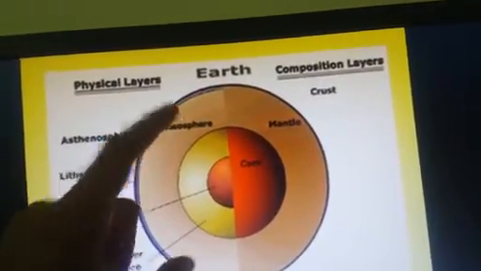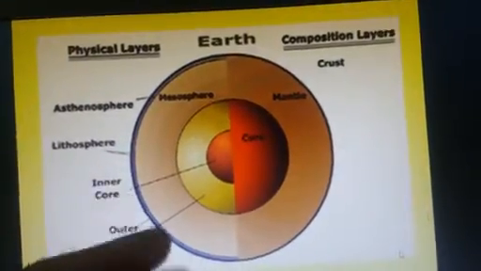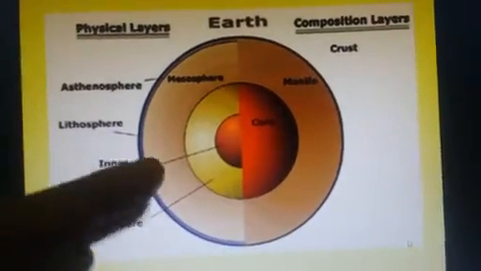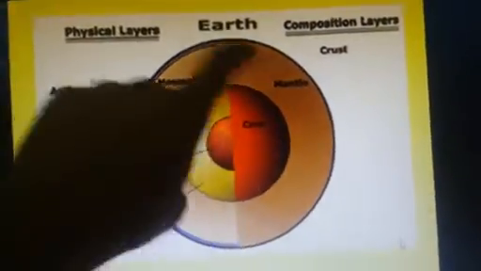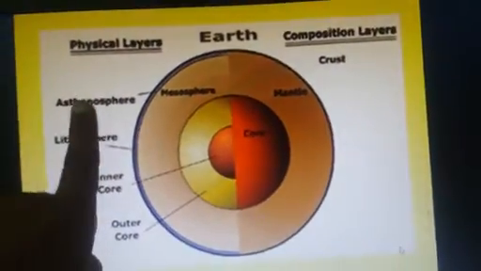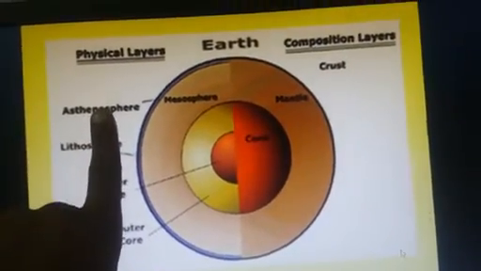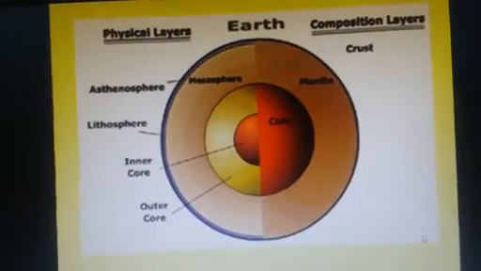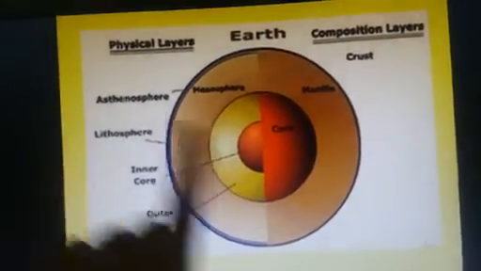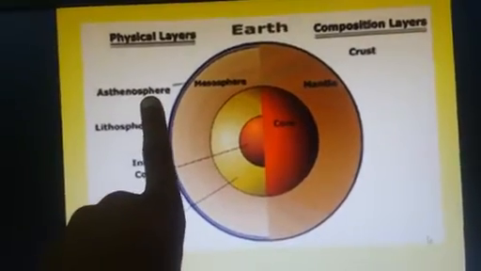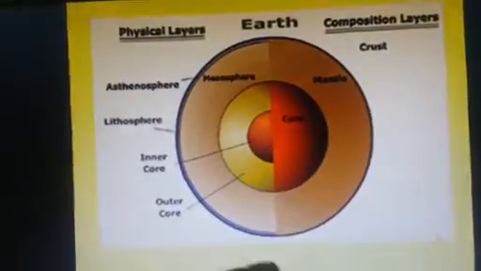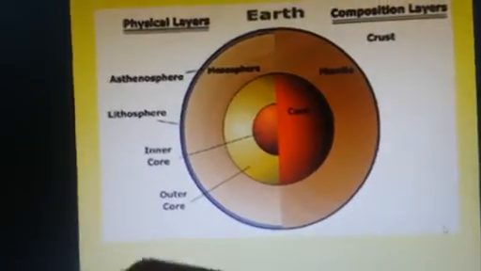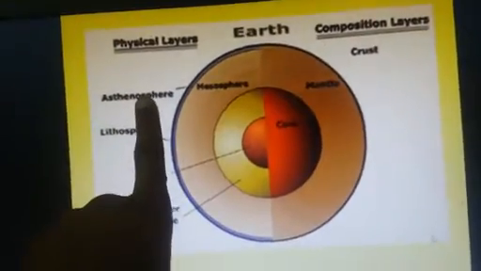Mantle also divides into 2 categories. First one is the upper mantle, and second one is the lower mantle. And this is your crust. Crust is located on the asthenosphere layer, which is in a plastic condition. Because of this asthenosphere layer, the crust moves, and all earthquake phenomena happen due to this asthenosphere layer.